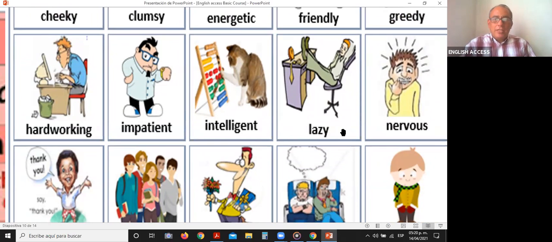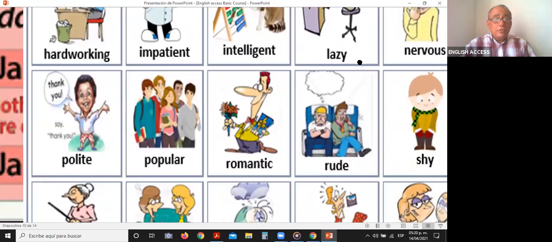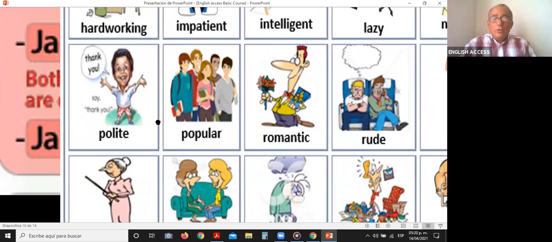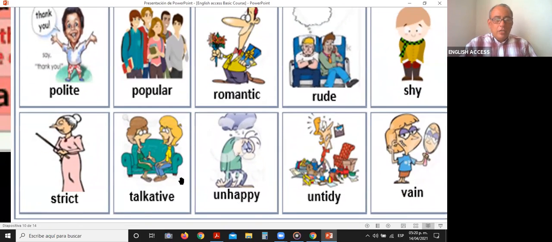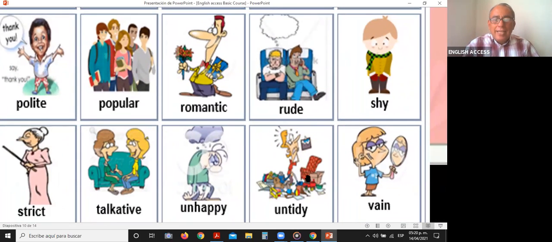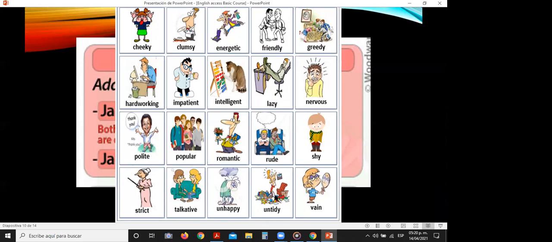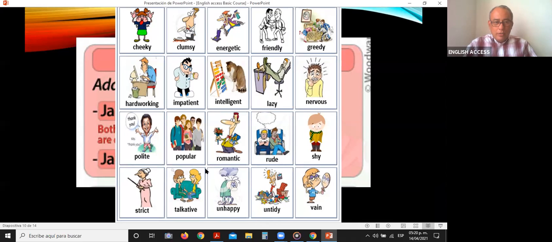Impatient, intelligent, lazy again, nervous, polite, we saw polite, popular, romantic, rude, shy, strict, talkative, you like to talk all the time, unhappy, untidy, o vain, que quiere decir vanidosa, vanidoso. Those are more adjectives that help us to describe people's personality. Maybe you can give a screenshot to save this one, or I can send it.